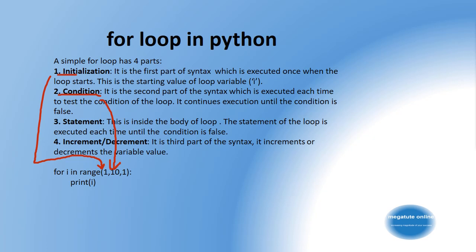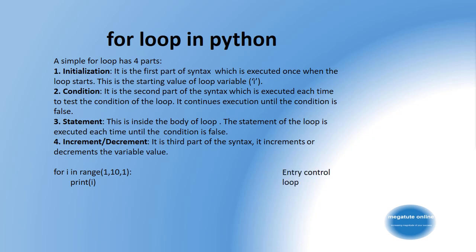Then there's a statement. The statement is the thing which is written inside the loop. That means the print i over here is a statement. And the update part, or the increment or decrement part, is the third number inside that bracket. Okay, so this is the syntax of a for loop.